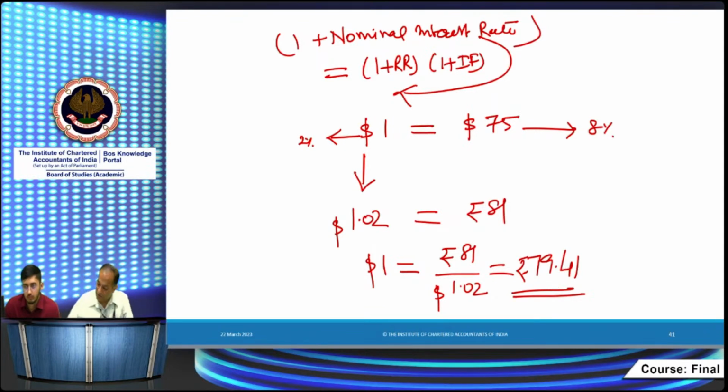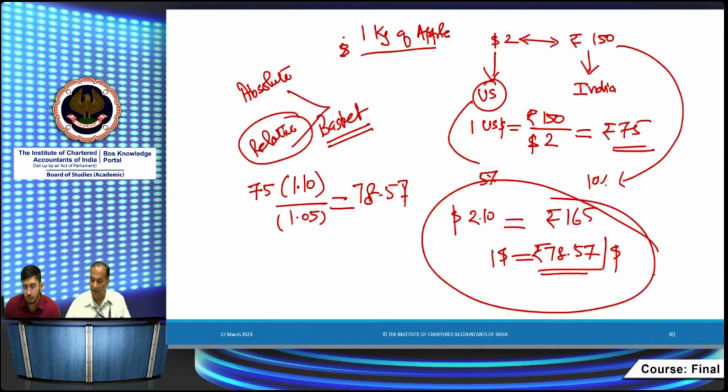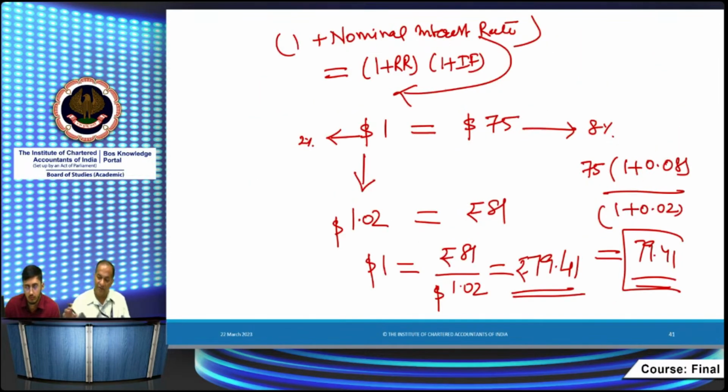Okay, students, so here we can also find the value like this: 75 into 1 plus rate of interest, here our 8%. The same value we will get. So this is the logic of interest rate parity. But here, students, please see that if there is any deviation, then there will be an arbitrage opportunity, and that is called interest rate arbitrage.